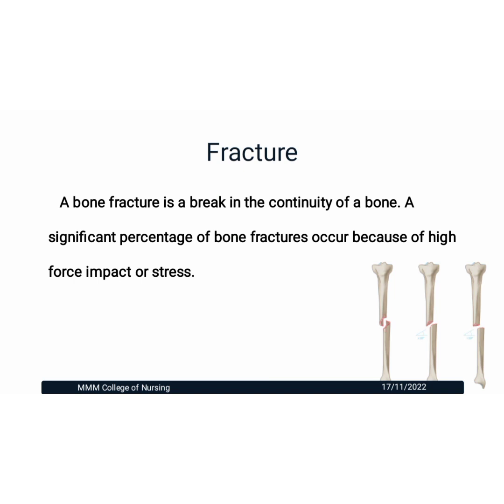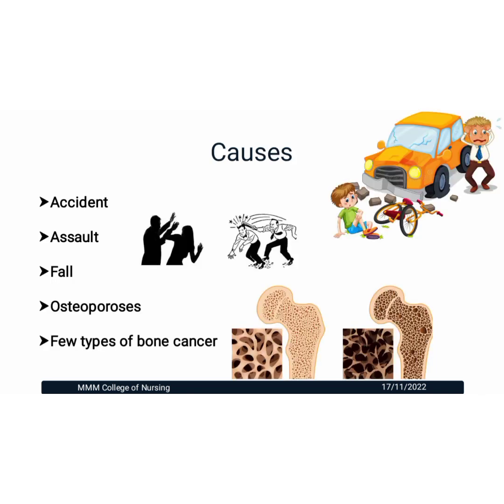What is a fracture? A bone fracture is a break in the continuity of your bone. A significant percentage of bone fractures occur because of high force impact or stress. The causes of fracture: it can happen due to direct or indirect force during road traffic accidents, assault, fall, medical conditions like osteoporosis, and also in a few types of bone cancers.